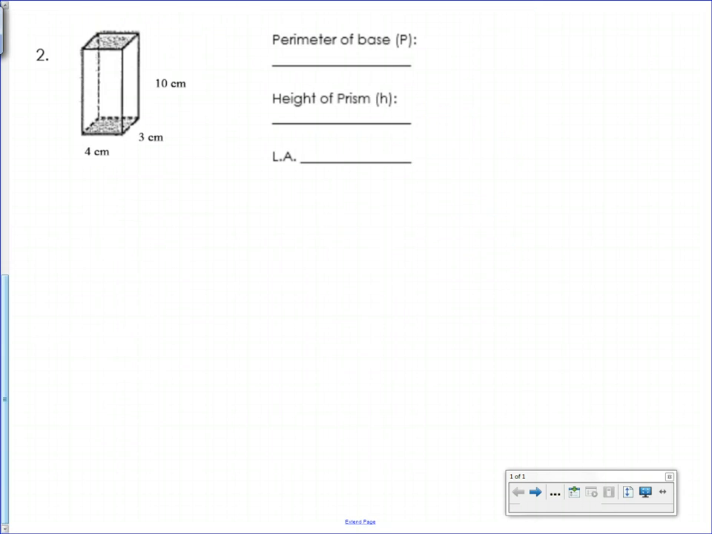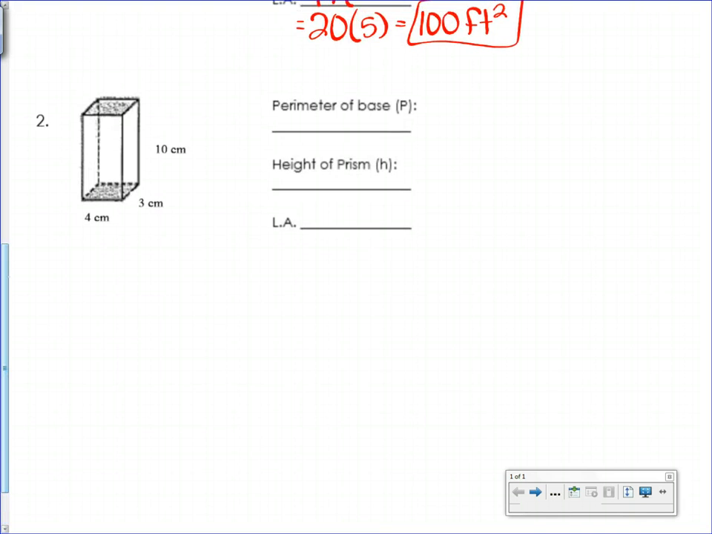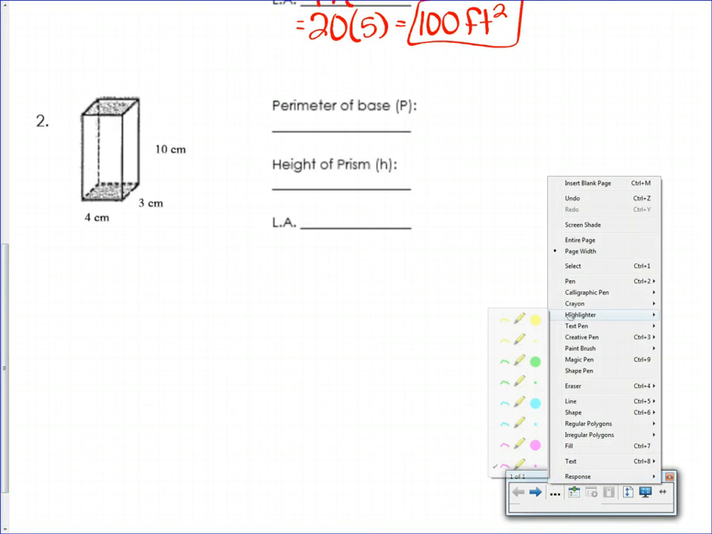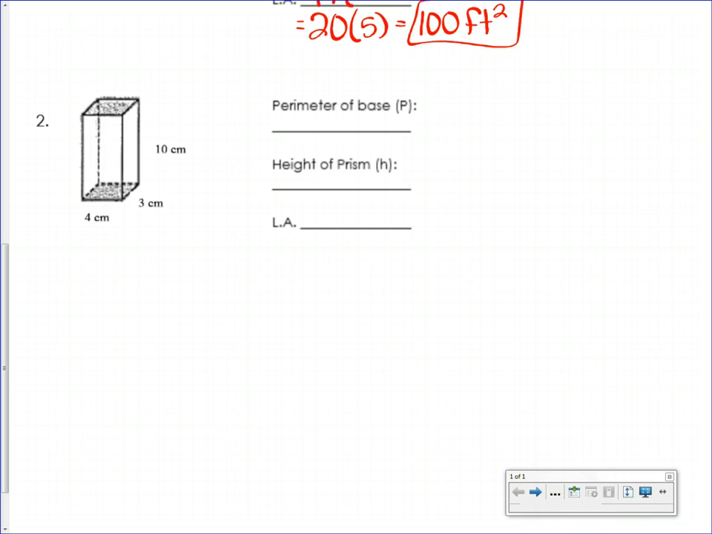So number 2, start by highlighting your base. The perimeter of the base, one of our sides is 4, so 2 times 4, and the other side is 3, so plus 2 times 3. 2 times 4 is 8, 2 times 3 is 6, add those together you get 14.